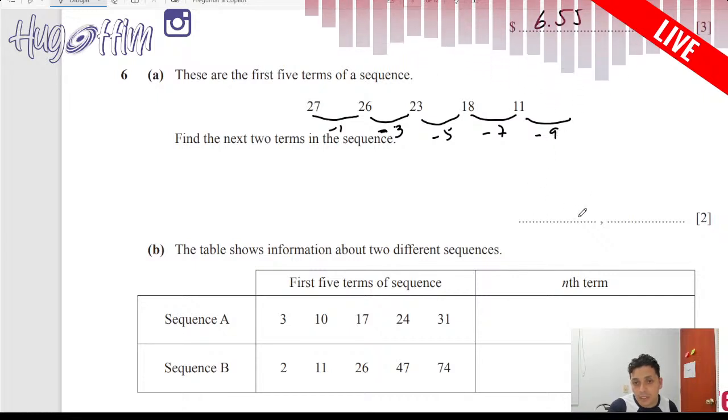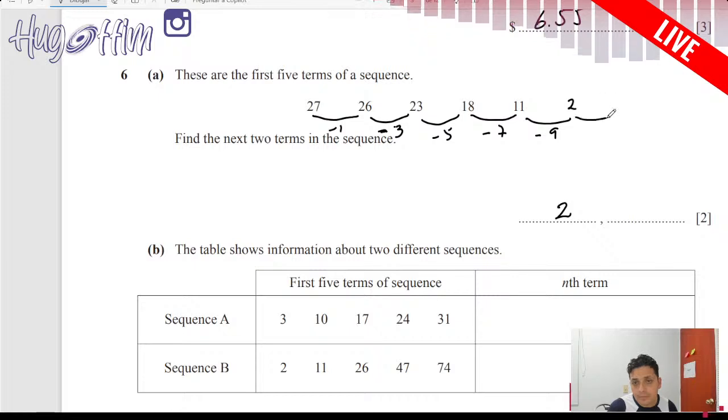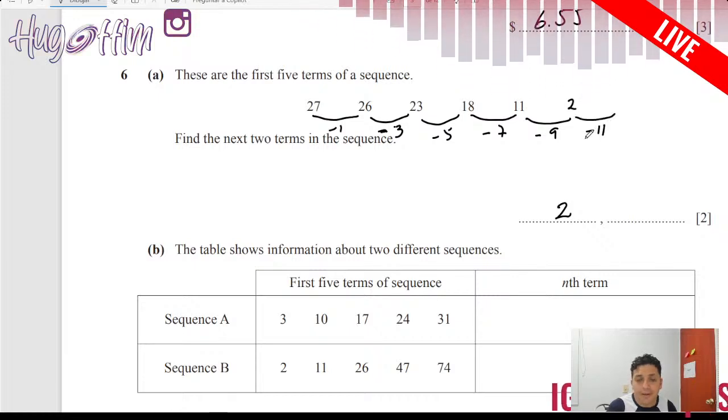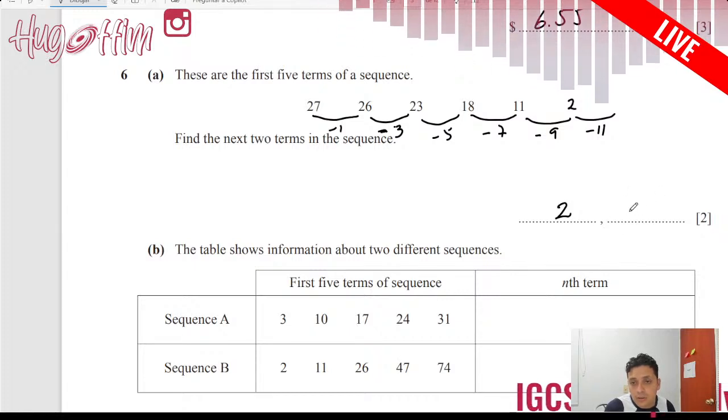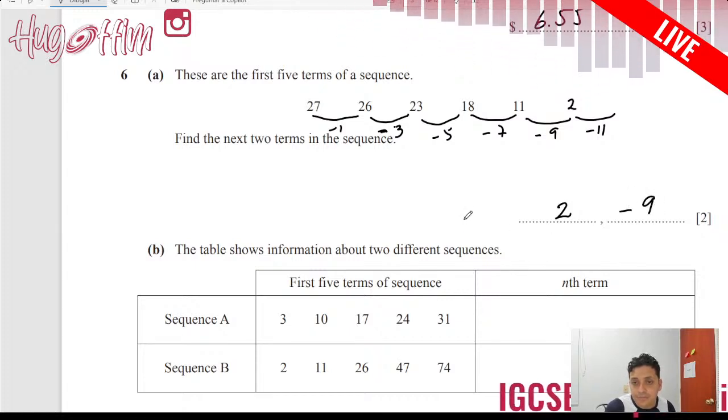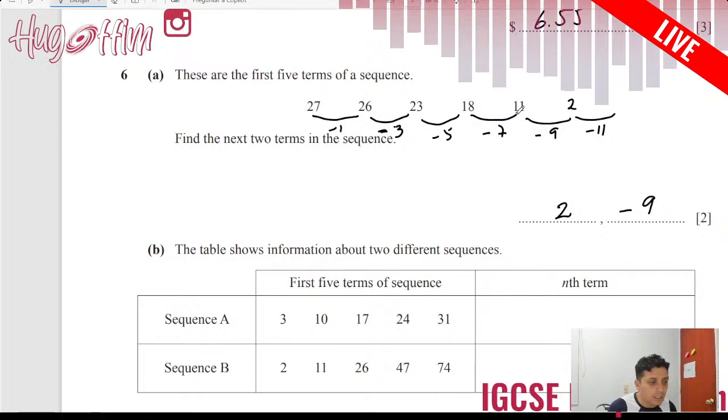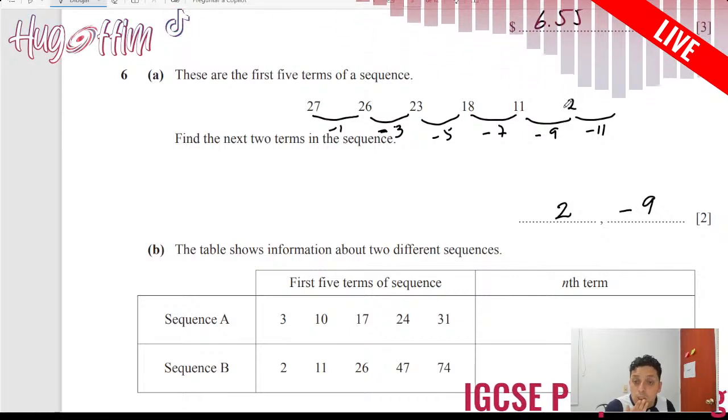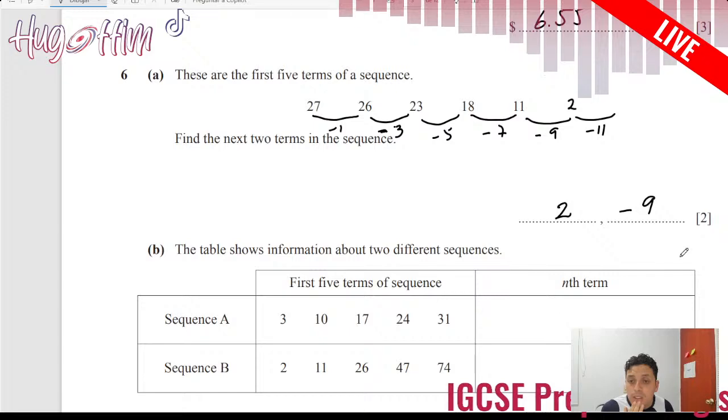11 minus 9 is going to be 2. And then I guess I have to subtract 11. So 2 minus 11 is going to be negative 9. Yes? 11 minus 9, 2 minus 11.